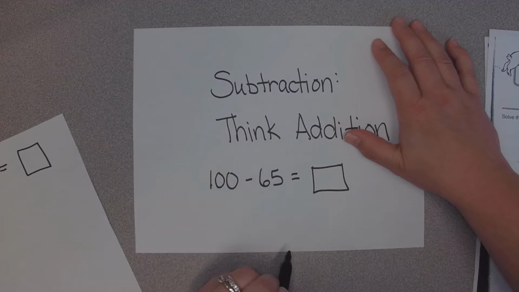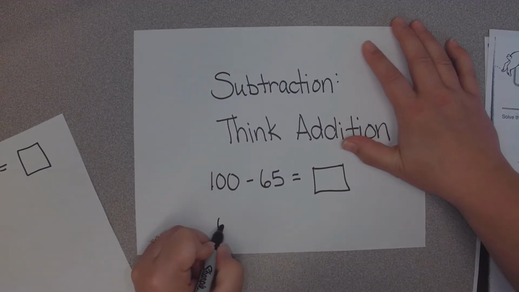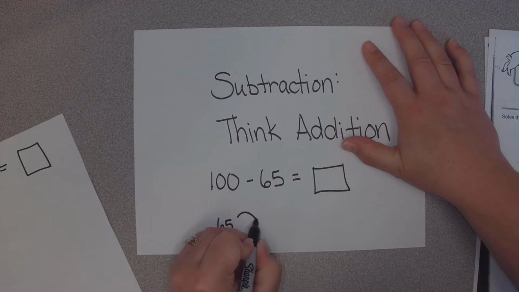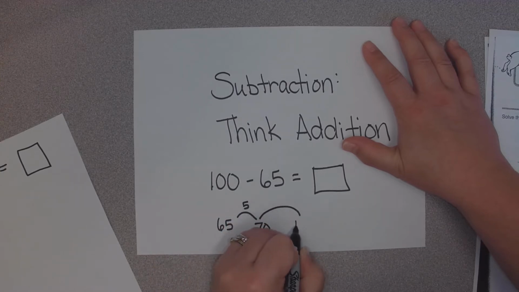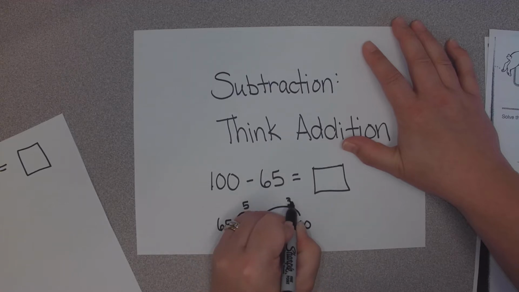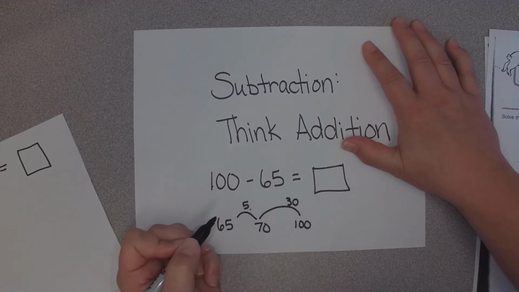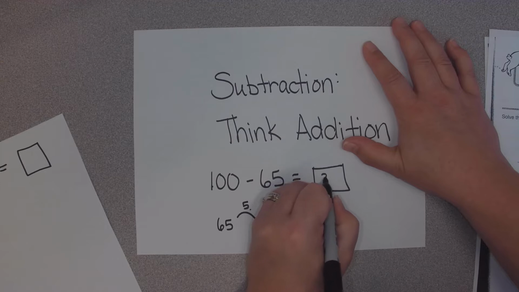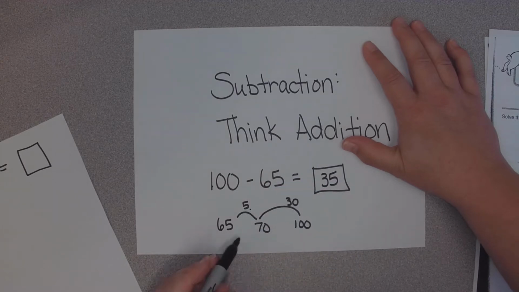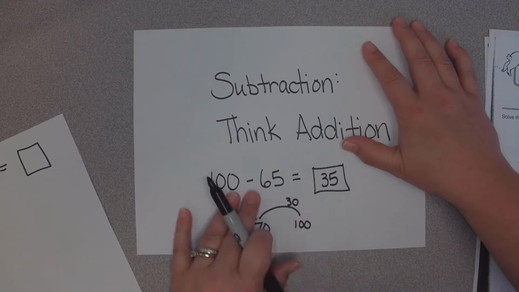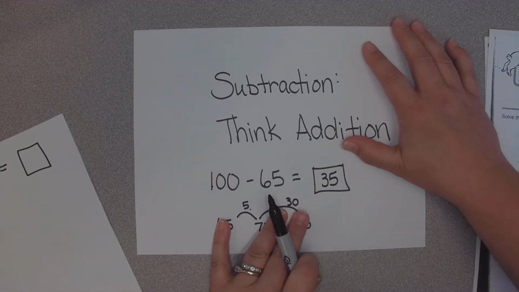You might think addition to get to 100, and you might say, okay, I have 65. I need to get to 70. That's 5 more. From 70, I can get to 100, so there's 30. 5 plus 30 is 35. My answer is 35. Okay, so this is the reason why we want to do this with smaller numbers. Don't worry about this big one. We're not going to do that this year, okay?